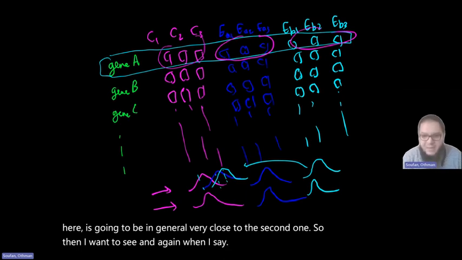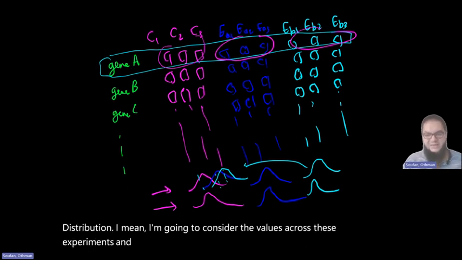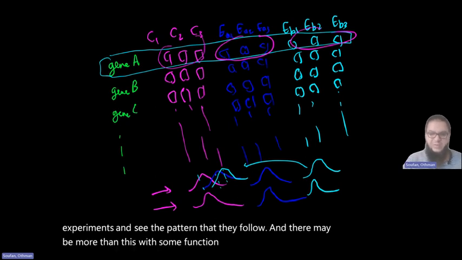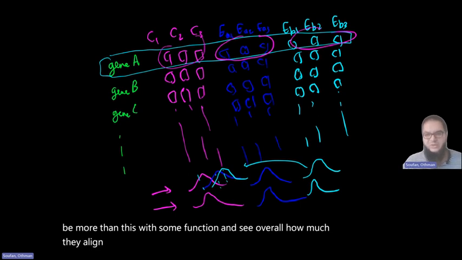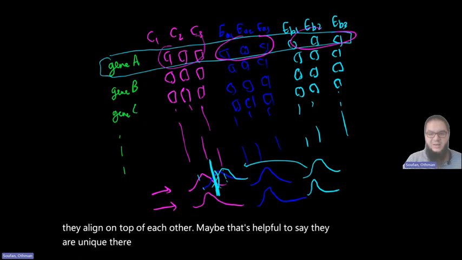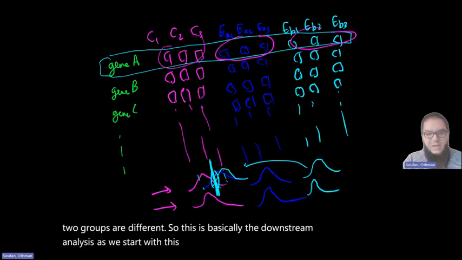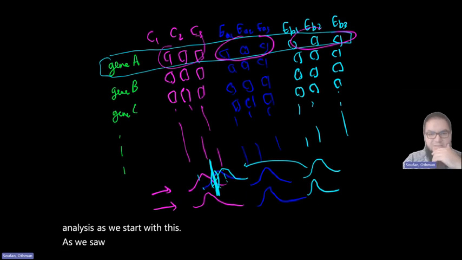So then I want to see, and again, when I say distribution, I mean I'm going to consider the values across these experiments and see the pattern that they follow, and then maybe model this with some function and see overall how much they align on top of each other. Maybe that's helpful to say, oh, they are unique. There is an area of tolerance that I accept to say these two groups are different. So this is basically the downstream analysis as we start right with the mRNA-seq and so on and so forth.